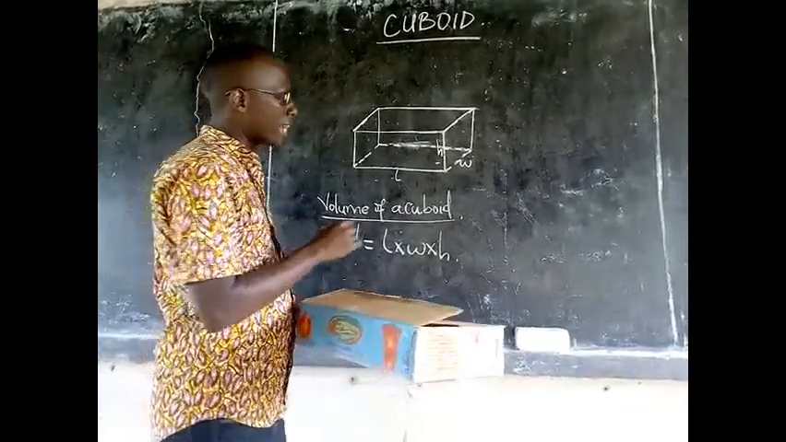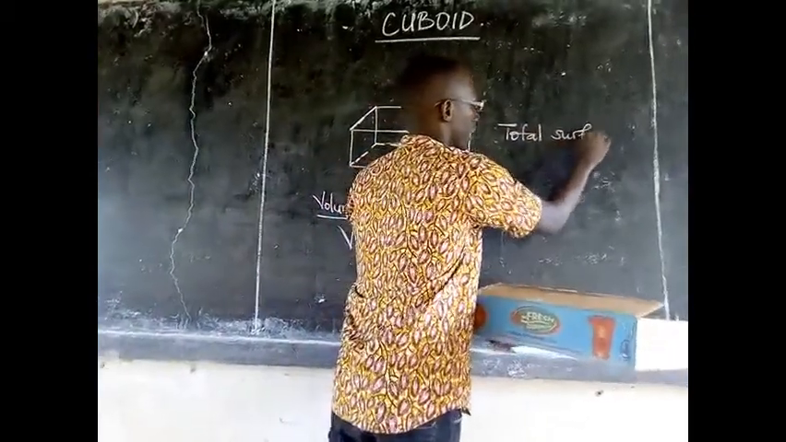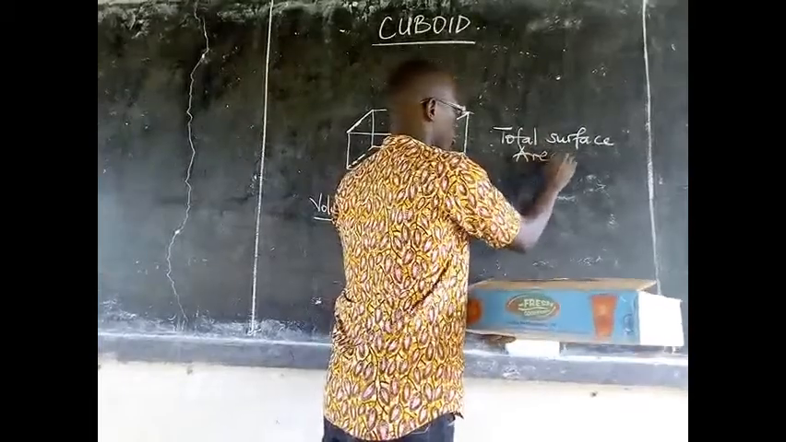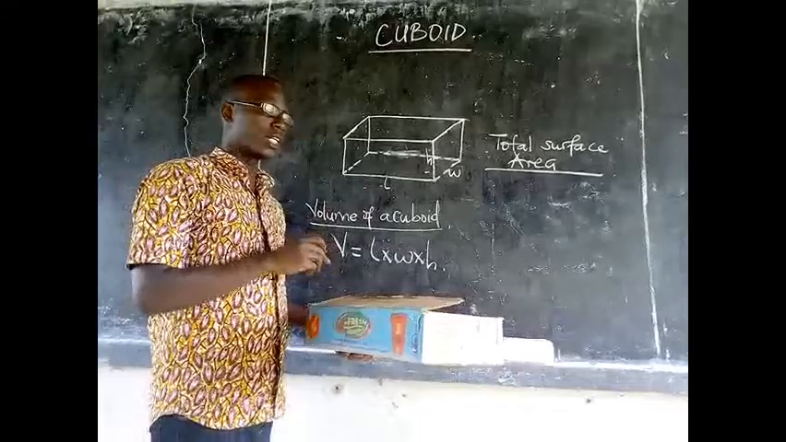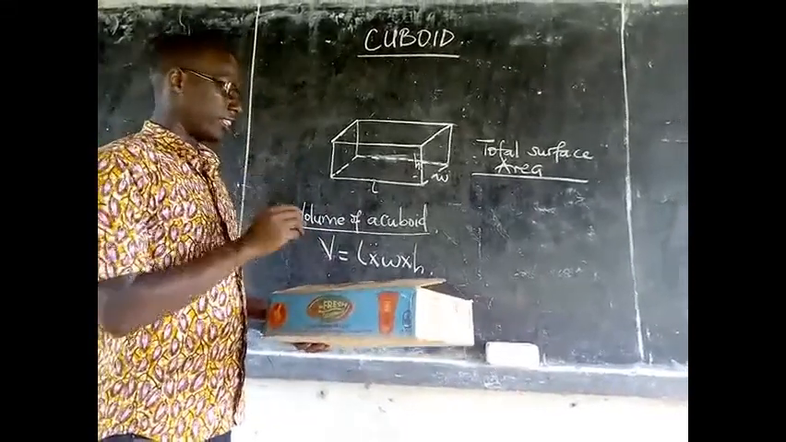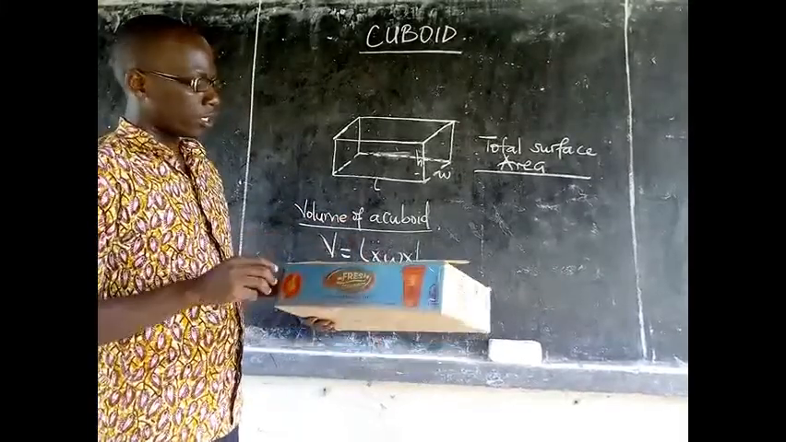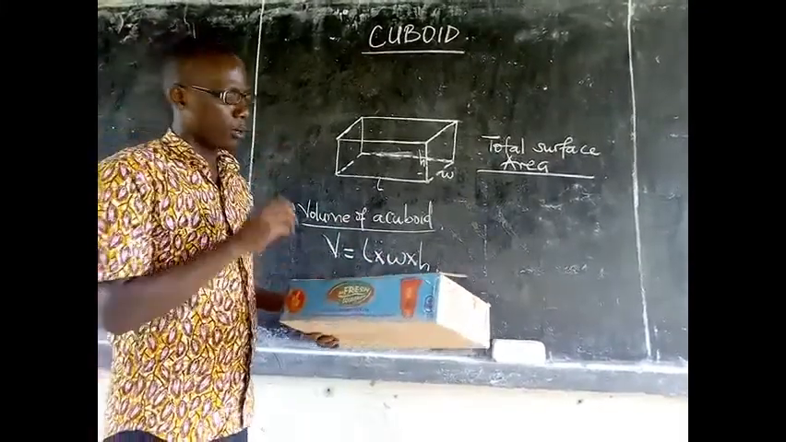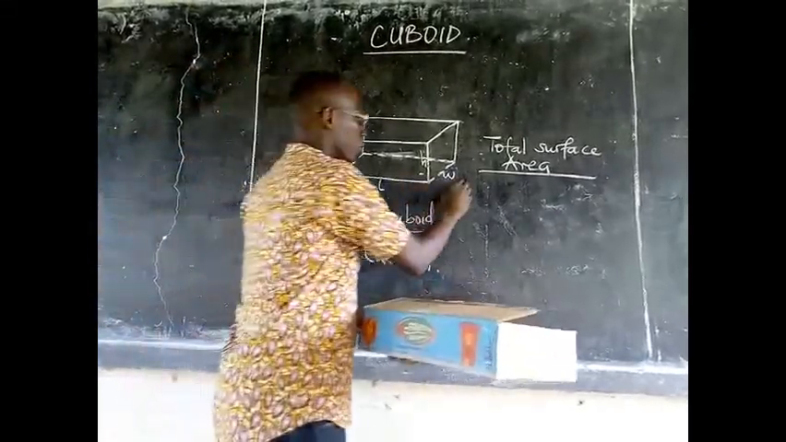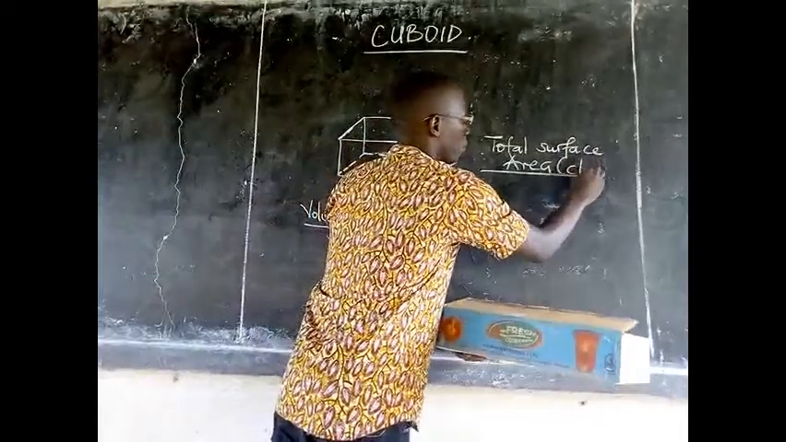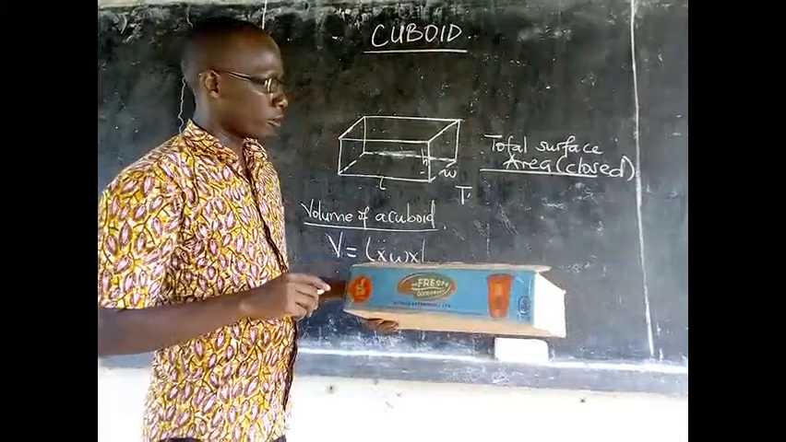Still, we may be asked for what we call the total surface area of a cuboid. But we are going to look at two cases. The first case is when the cuboid is totally closed. There is no open end, there is no open face. So total surface area means we are going to look for the areas of all the surfaces. So we are going to look for the total surface area of a closed one.